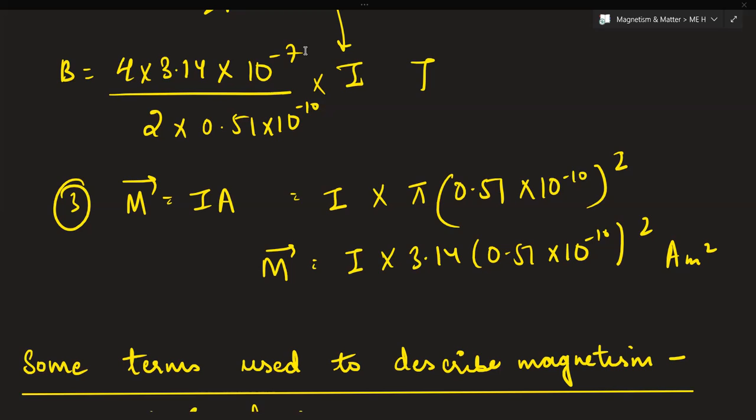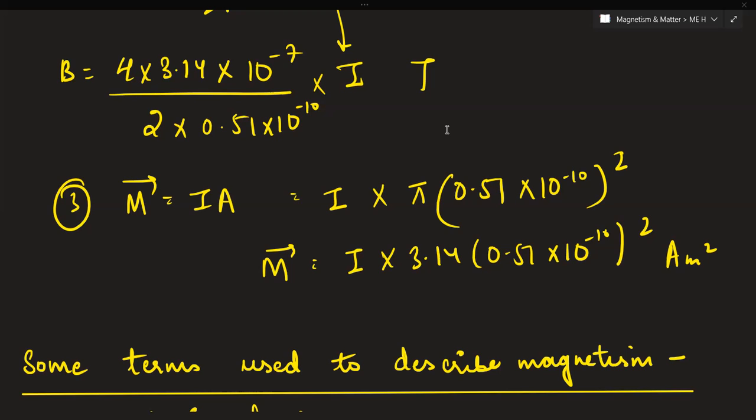Third one, see, Sahal, the formula for magnetic moment is current multiplied by area. Right now, what is happening in your question? The electron is revolving around the atom, so it is in the form of circular motion. So what will the area be? For a circle, we'll choose pi r square as the area, and current is I.